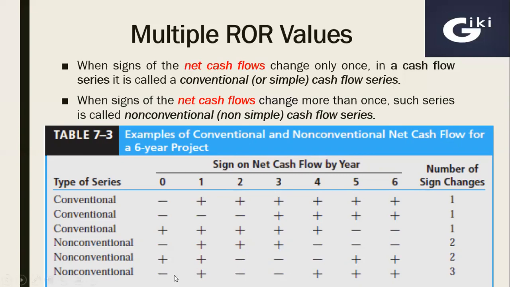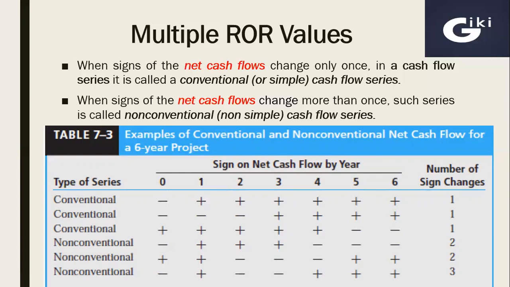And finally, in the sixth case, we have negative cash flows at time 0, positive at time 1, negative at time 2 and 3, and positive from 4 to 6. So the sign is being changed three times. So this is again a non-conventional, non-simple cash flow series.